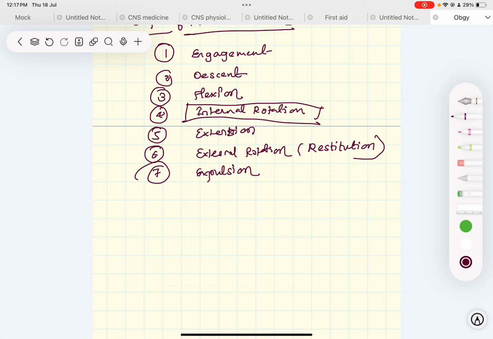And in normal labor, delivery of the head is by extension. So in the first 1/8 of the external rotation, only the head will move. It is known as restitution. It is a part of the external rotation and it is not a cardinal movement.